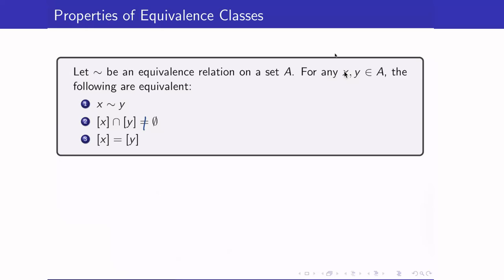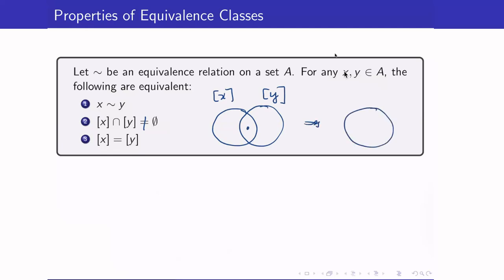Next, let's look at the properties of equivalence classes. So suppose that we have an equivalence relation on a set A. If we take 2 arbitrary elements in our set, the following would be equivalent. 1: X is equivalent to Y. 2: their equivalence classes will not be disjoint, they have a common element. And the third one is saying that these 2 equivalence classes must actually be equal. This theorem is saying that if it happens that they have something in common, then they must be equal. Their intersection is actually the entire thing.